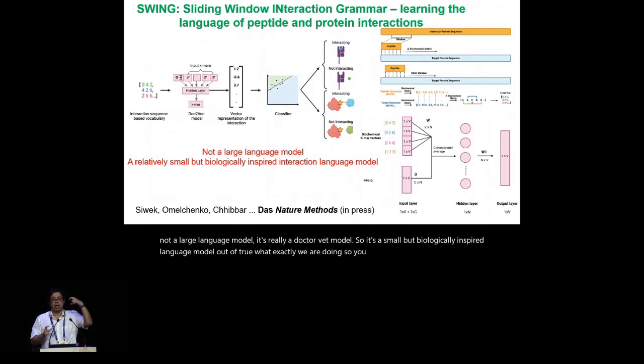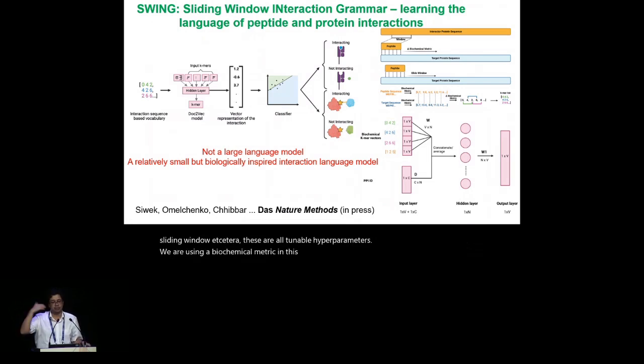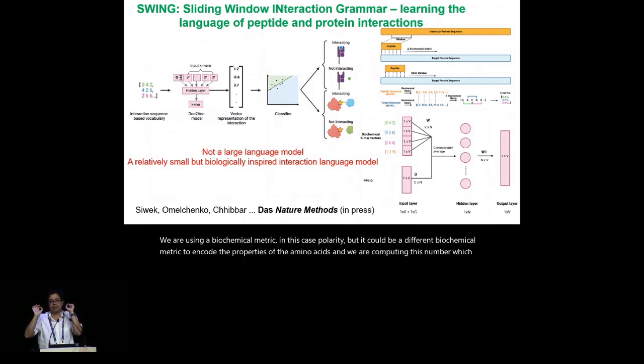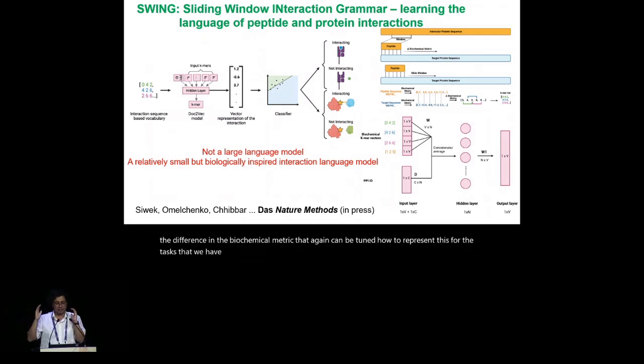So you could have a short peptide and a full-length protein, or a full-length protein and a full-length protein, and I'll show you examples of both. But what we are doing is we are sliding the short peptide against the full-length protein, and then for these pairs across these sliding windows, the size of the sliding window, etc., these are all tunable hyperparameters, we are using a biochemical metric, in this case polarity, but it could be a different biochemical metric, to encode the properties of the amino acids. And we are computing this number, which is the difference in the biochemical metric. That again can be tuned in how to represent this. For the tasks that we have used, the difference is the best encoding.